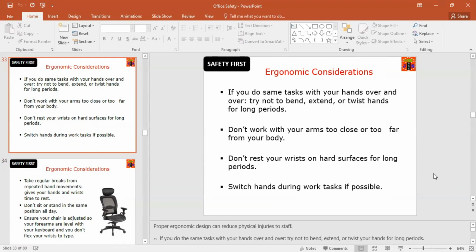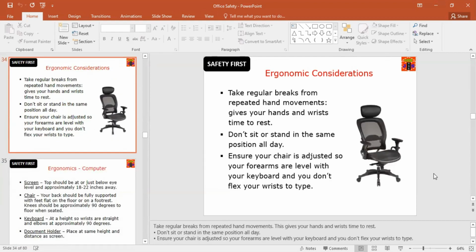Don't work with your arms too close or too far from your body. Don't rest your wrists on hard surfaces for long periods. Switch hands during work tasks if possible. Take regular breaks from repeated hand movements. Give your hands and wrists time to rest.